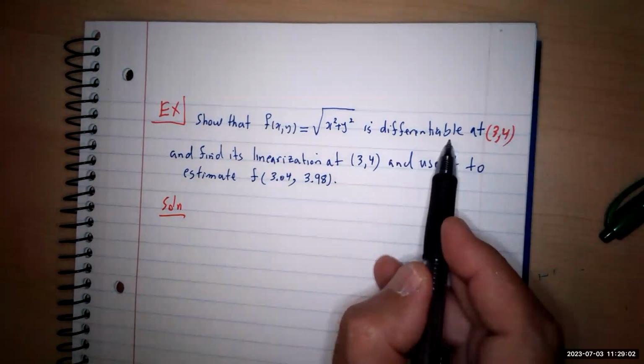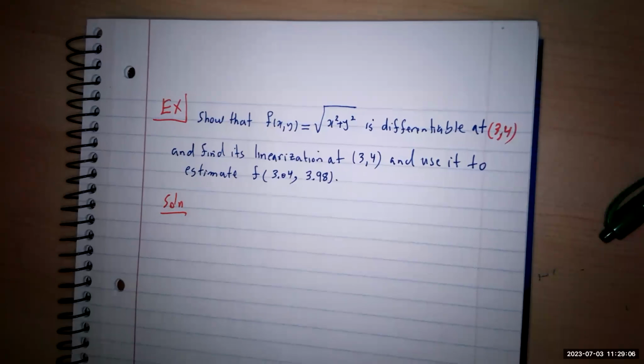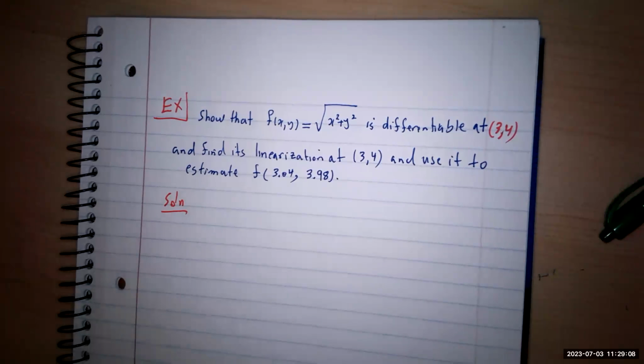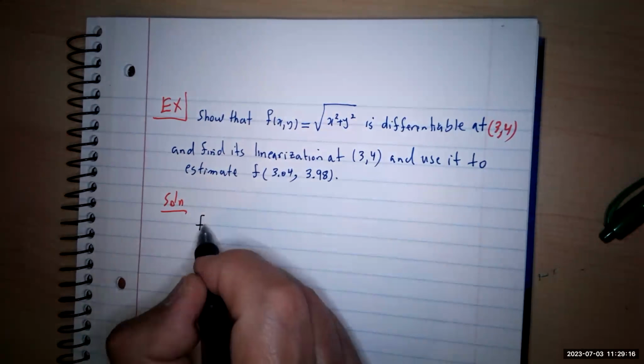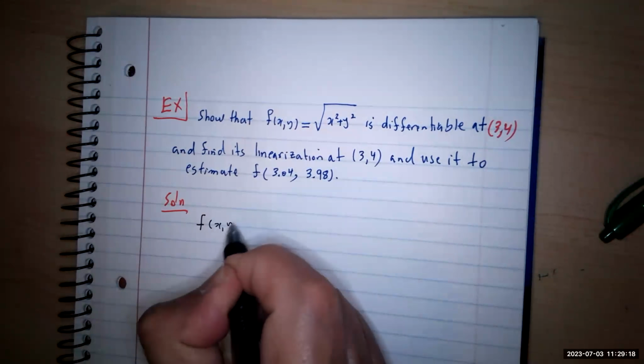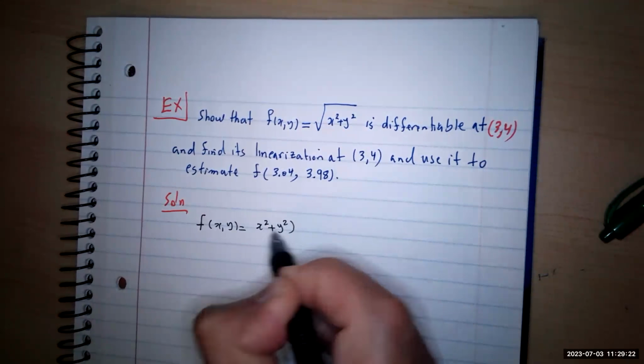First, differentiability. You have to find partial derivatives and show that the partial derivatives are continuous. And then you need the partial derivatives to do the second part. Okay, there you are, the function. Well, I want to differentiate it, so we have to rewrite it.